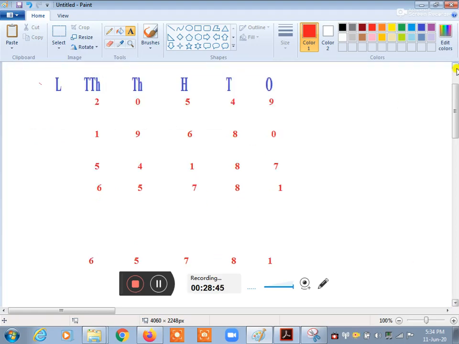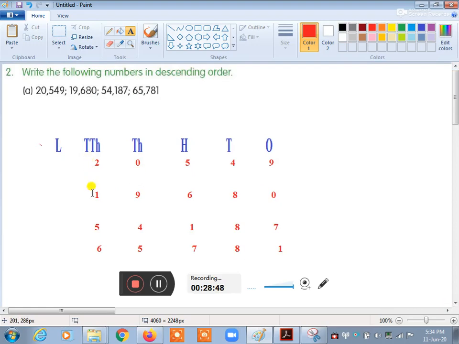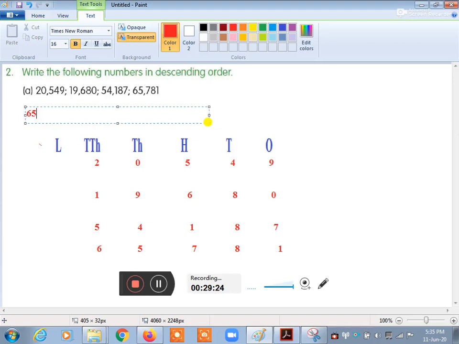Here all are 5 digit numbers. So compare 2 with 1. Which one is the greatest number here? 2 is greatest here. So compare 2 with 5. So 5 is greater than 2. So compare 5 with 6 here. So 6 is greater than 5. So 65,781 is the greatest number.